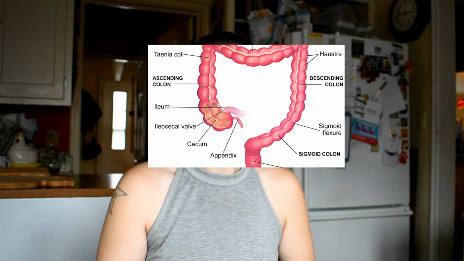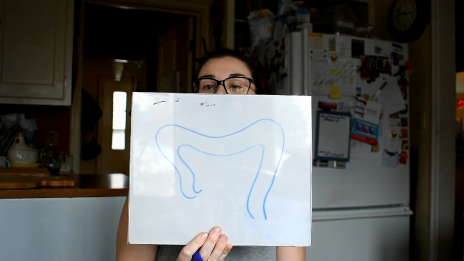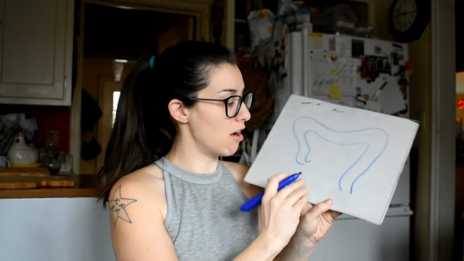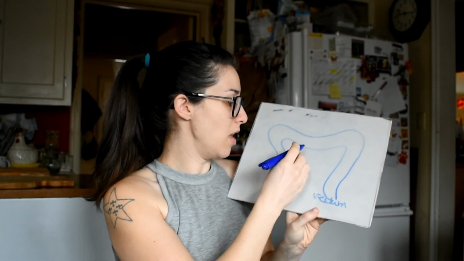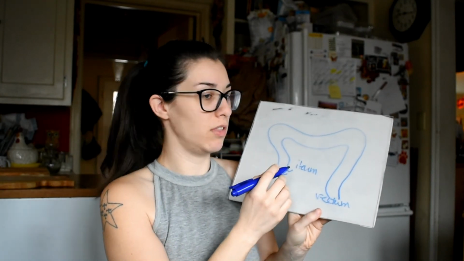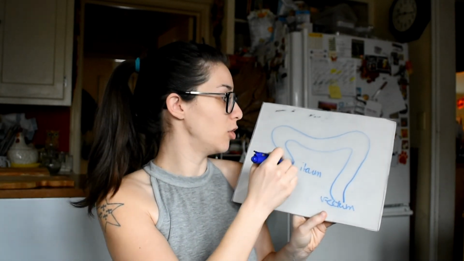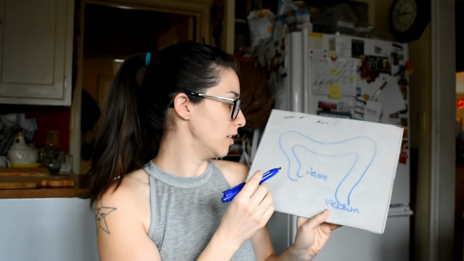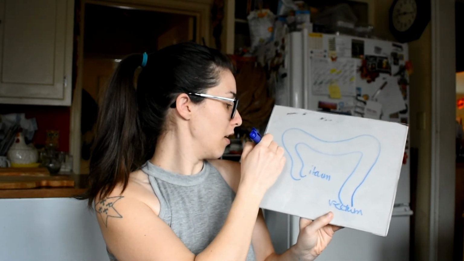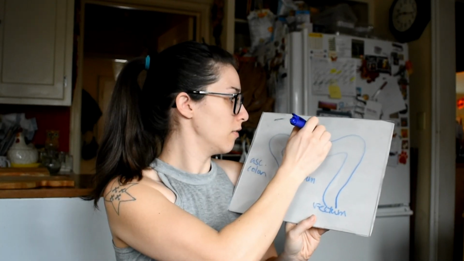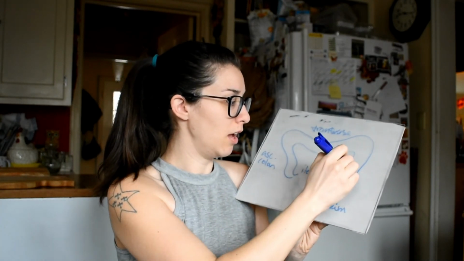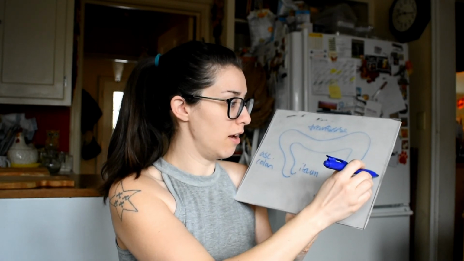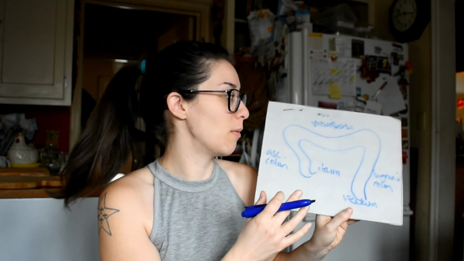So I went to check, and once I had that image, I'll show it on the screen, I drew it out on my dry erase board. So this was my general picture here. We have our rectum on the bottom, and then we have our ileum, or the very end of the small intestine, which would start our large intestine. And then we have our ascending colon, transverse colon, and our sigmoid colon. Those are the general areas that we're talking about.